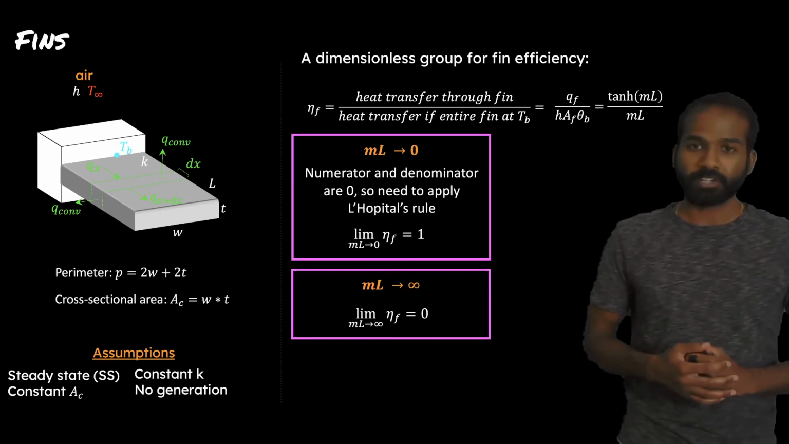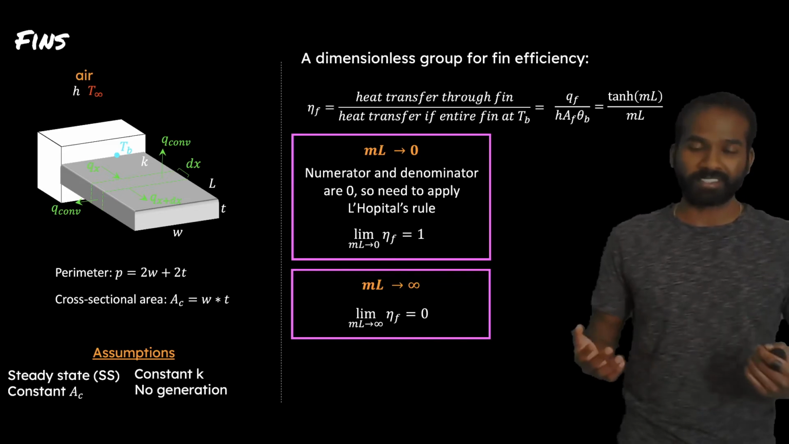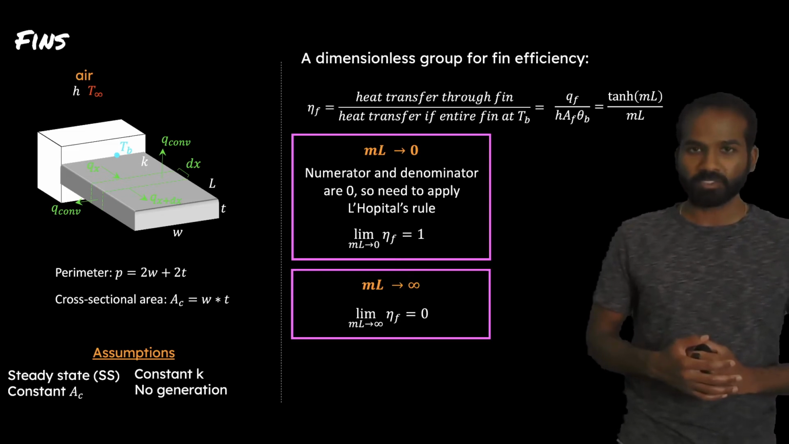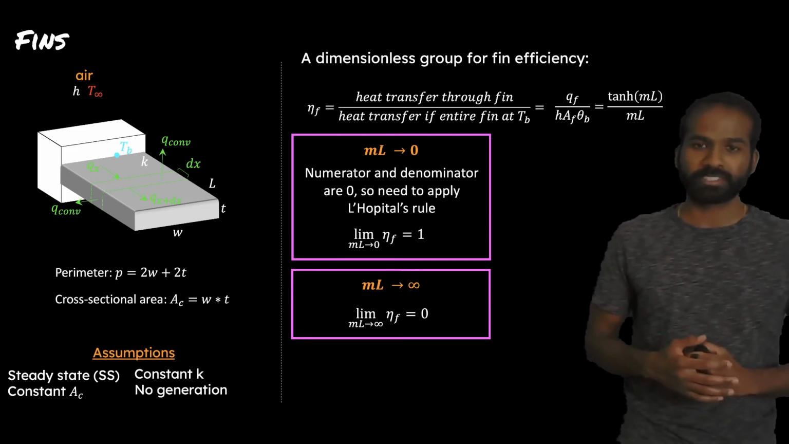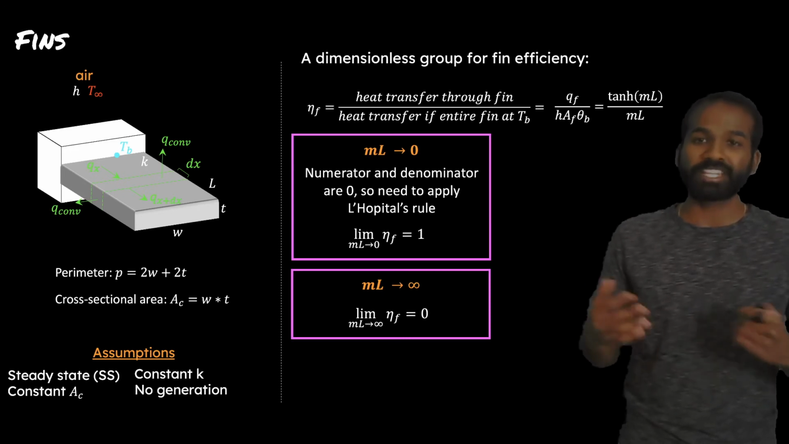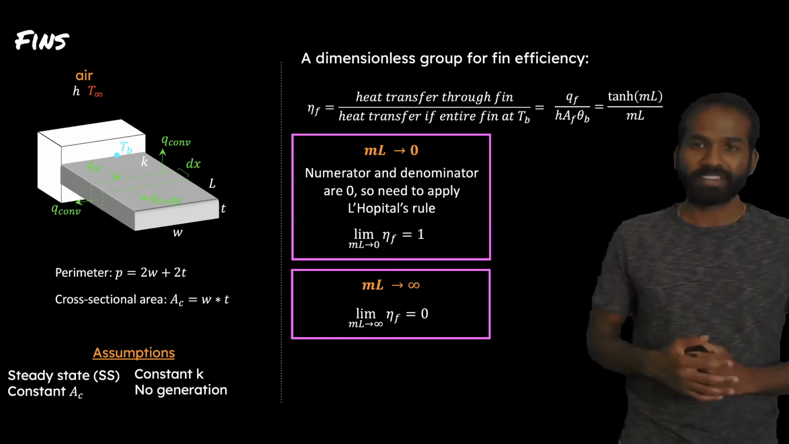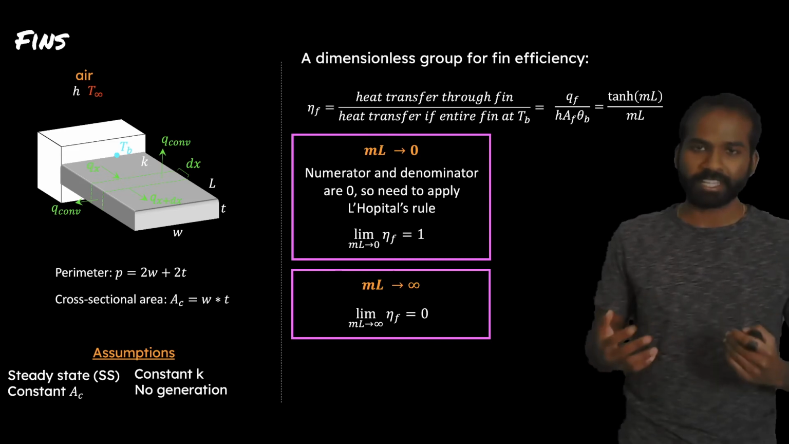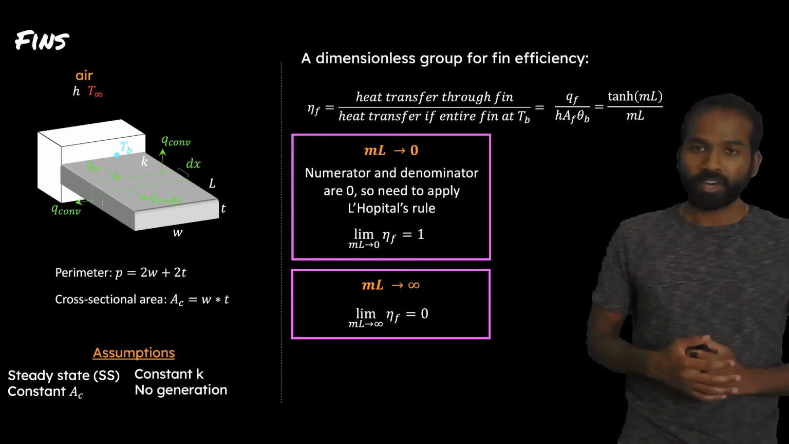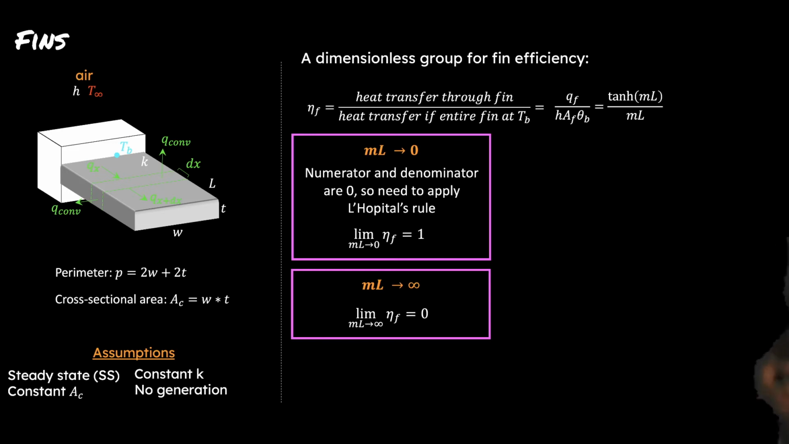We can also consider a fin which is really long. This is sending mL to infinity. And in this limit, the fin efficiency goes to 0. The fin is now, for a very long fin, nowhere near the base temperature. So the fin has a relatively low efficiency relative to the case where the entire fin is at T sub B. We can plot this just to help bring this to life.